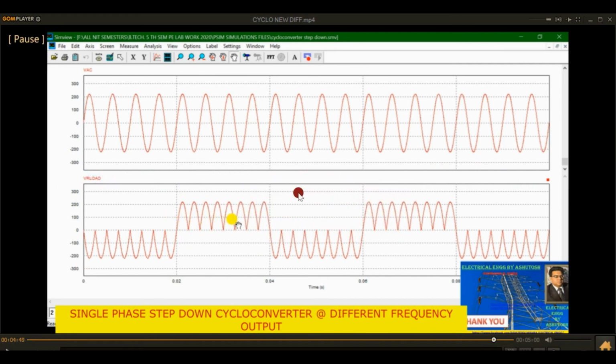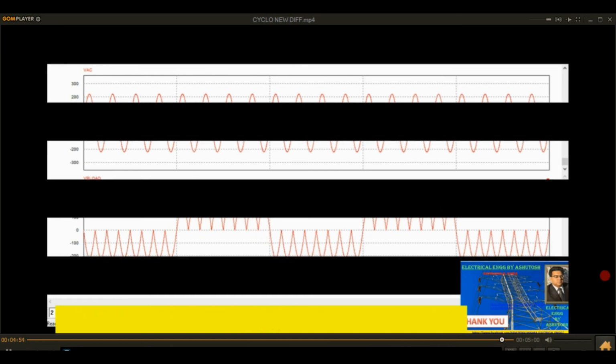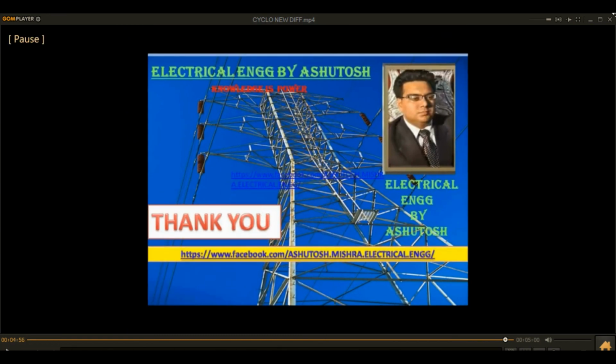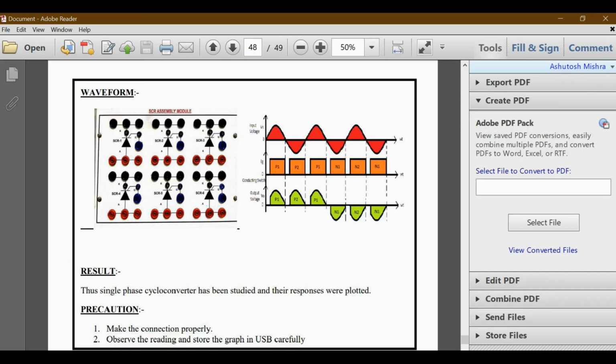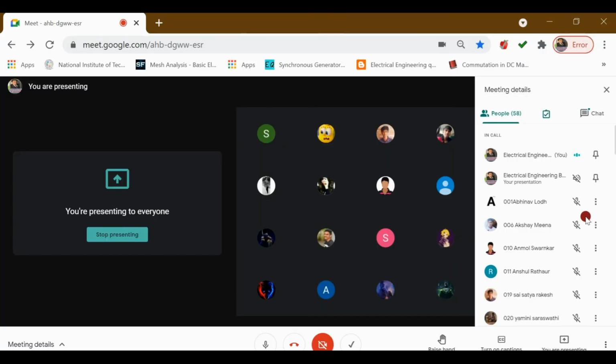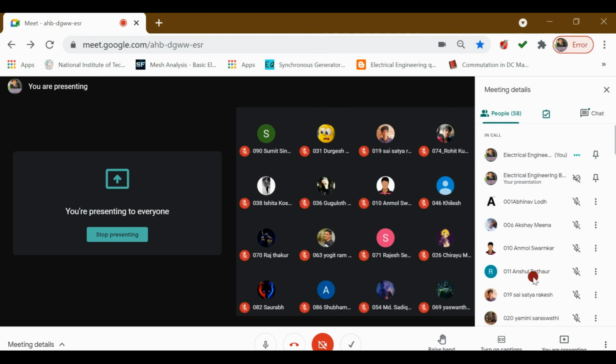You can clearly see from here, this is the first half cycle. You can see the simulation by zooming in on it; you can measure, observe, and do analysis. So guys, this was the working principle, analysis and simulation of the step down cycloconverter. You can go through the link if you missed it due to any disturbance or poor network.